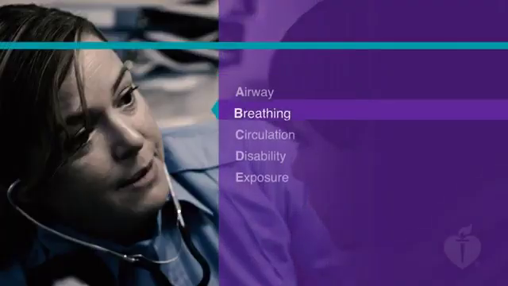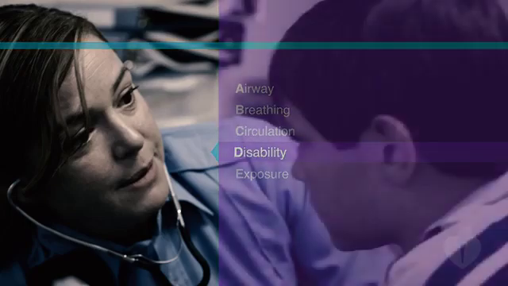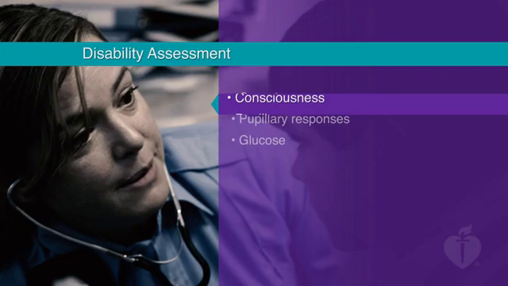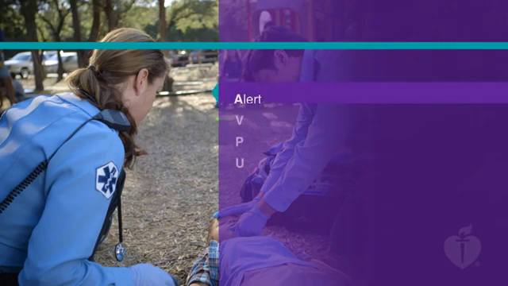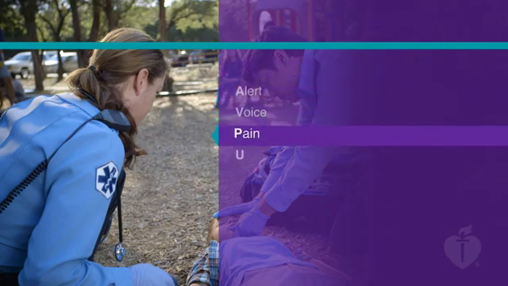Now that we've discussed circulation, let's move on to the next step of the primary assessment, disability. This entails assessing the child's level of consciousness, pupillary responses, and glucose. To assess a child's level of consciousness, we use the AVPU Pediatric Response Scale. This is a mnemonic you can refer to when assessing a child's level of alertness and response to stimuli. Is the child alert, responsive to voice, only responsive to pain, or unresponsive? If the child does not respond to voice, assess the child's response to a painful stimulus, such as a sternal rub. Two other quick assessments are pupil response and glucose level.